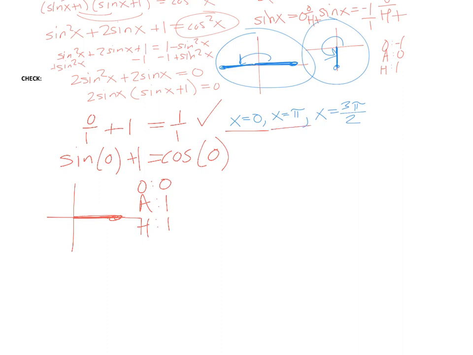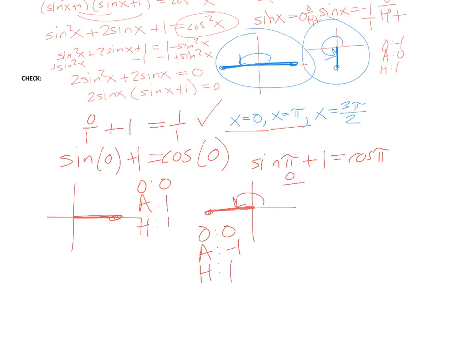Now I'm going to test pi. So I have sine of pi plus 1 is equal to cosine of pi. All right, make a little diagram here. If my rotation is pi, this is where my terminal side lands, and my opposite will be 0. My adjacent will be -1. My hypotenuse will be 1. All right, so sine is 0 over 1 plus 1, and cosine is -1 over 1. So I end up with 1 equals -1. That is false. So this is not an answer. This is not a solution.